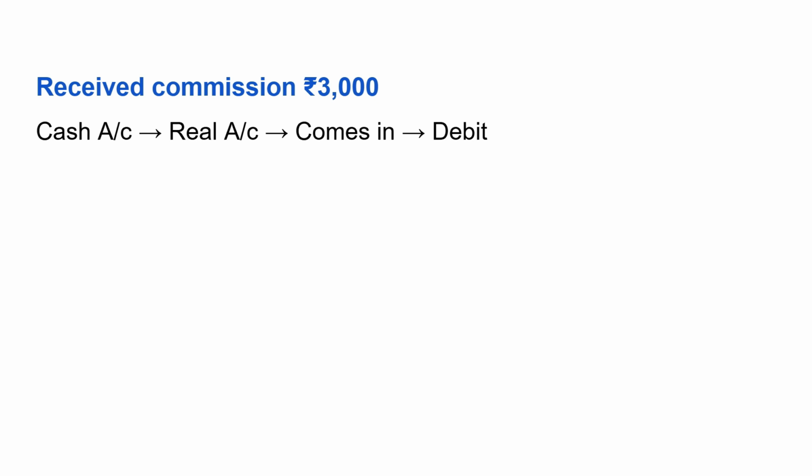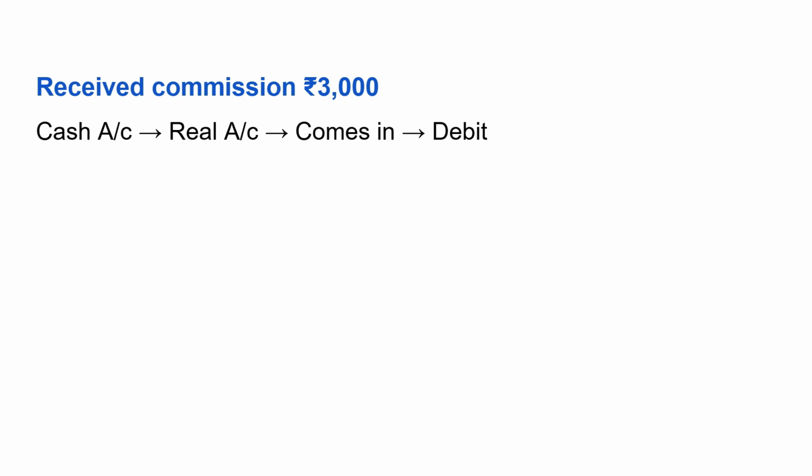Next, received commission 3,000 rupees. Here the two accounts affected are cash account and commission account. Cash account. Cash account is real account. Why? Because cash comes in the business. We are receiving commission, so cash comes in the business. And the rule for real account is debit what comes in.